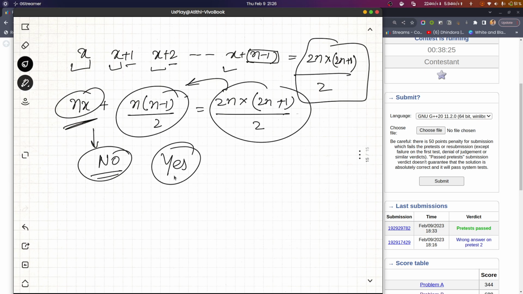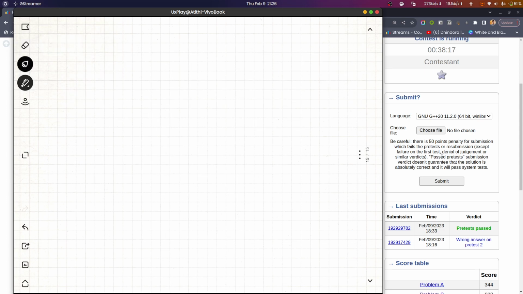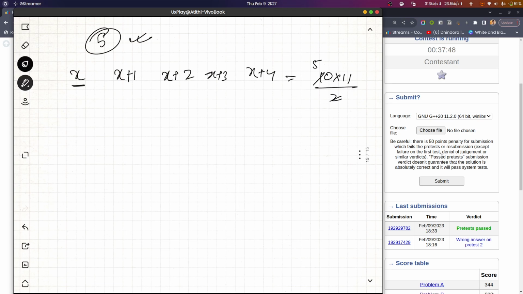For that, it's a constructive algorithm type of problem. For example, let us take the case of 5. How will we set it? First we have to find the value of x. The pattern will be something like this: x, x plus 1, x plus 2, x plus 3, x plus 4. I have checked that for 5 it is giving me the answer yes, that's why I have taken the example of 5. After that, we have to find the value of x. It's pretty easy, because there will be 10 numbers, so 10 into 11 by 2, which is equal to 55.